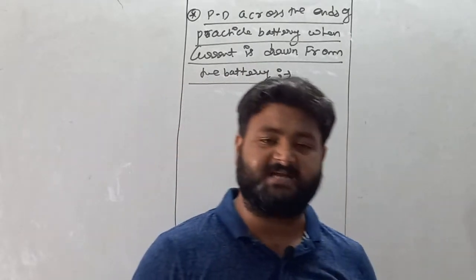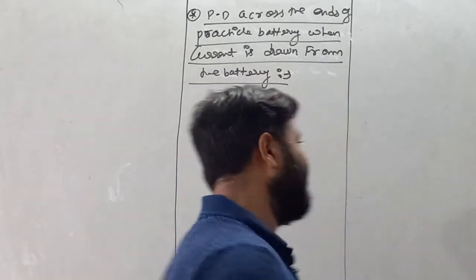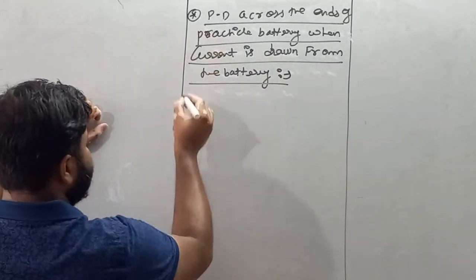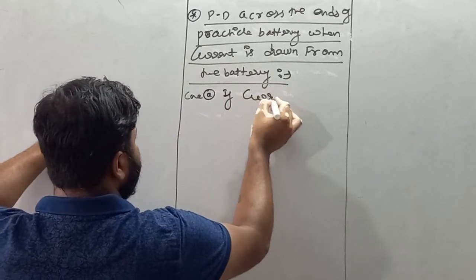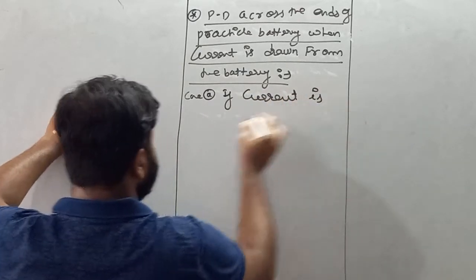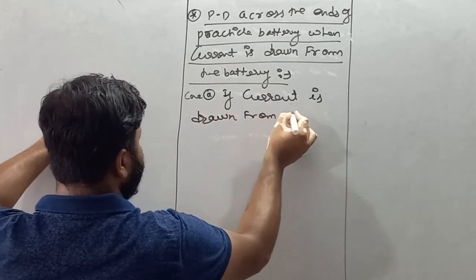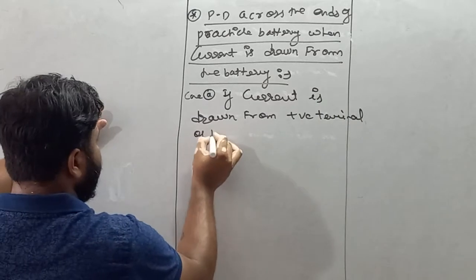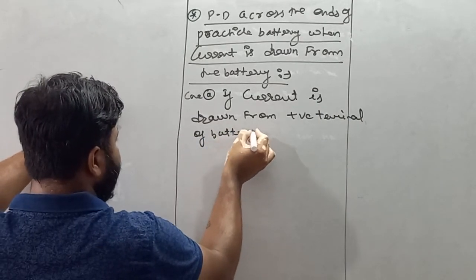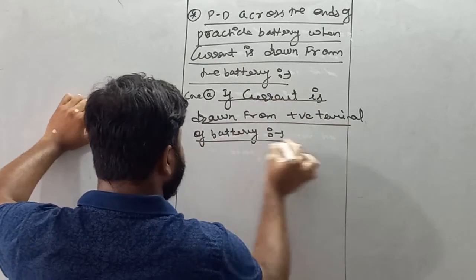So basically, the potential difference across the ends of a practical battery when current is drawn from the battery is classified under two different circumstances. First, if current is drawn from the positive terminal of the battery. So in this situation we'll discuss case A: if current is drawn from the positive terminal of the battery.